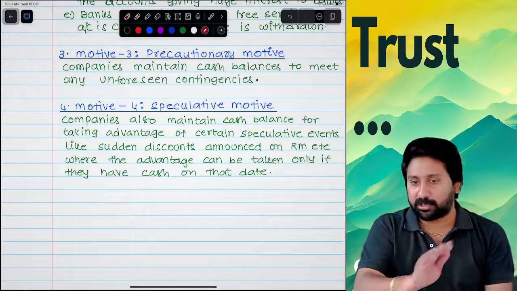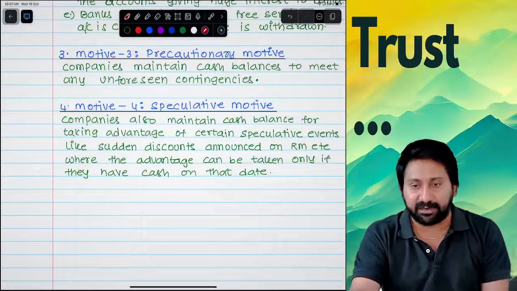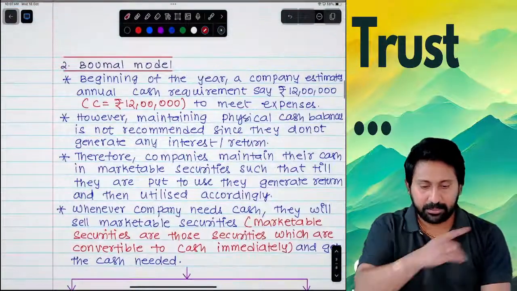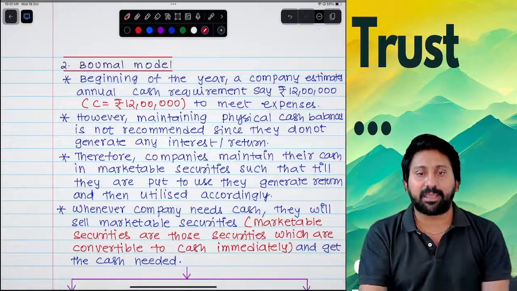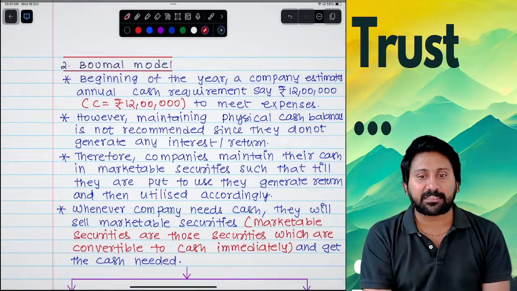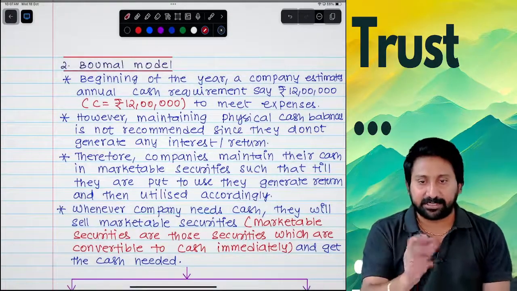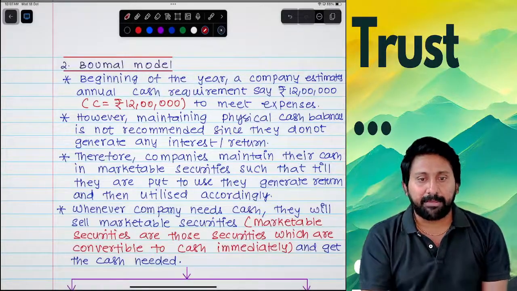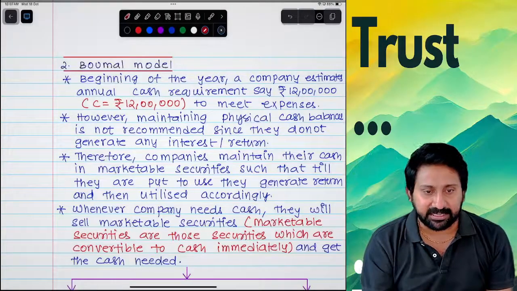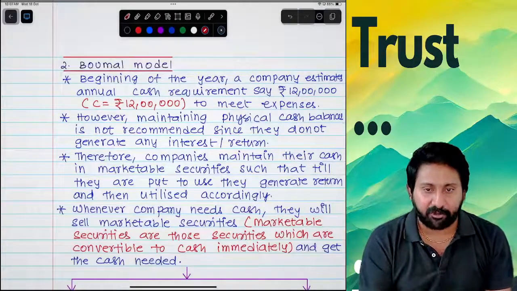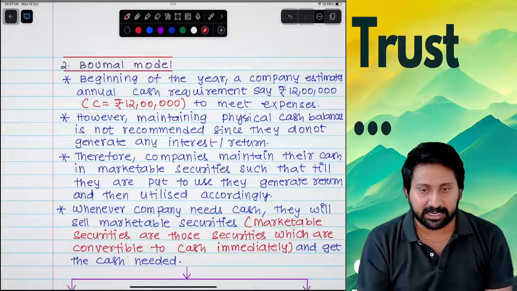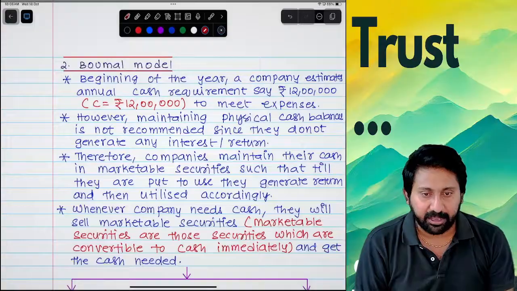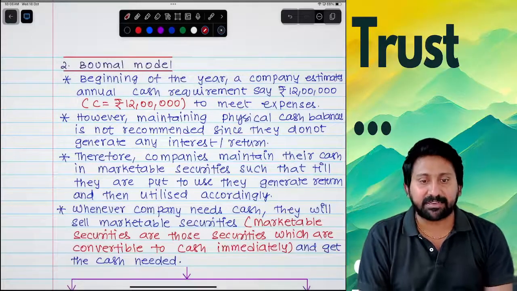The formula derivation I am not going to do, because I have already done it in inventory management. If you want, it is there in the YouTube lecture, you can see. See the Bowman model. Beginning of the year, a company estimates annual cash requirement, say 12 lakhs. C means cash requirement per annum is 12 lakh to meet the expenses. However, maintaining physical cash balances is not recommended since they do not generate any interest or return. Therefore, companies maintain their cash in marketable securities so that till they are put into use, they generate return. Whenever the company needs cash, they will sell marketable securities.